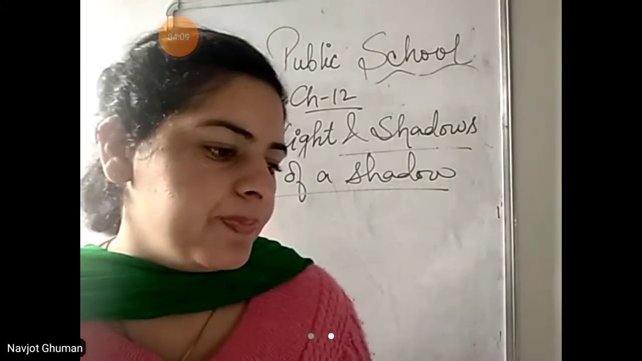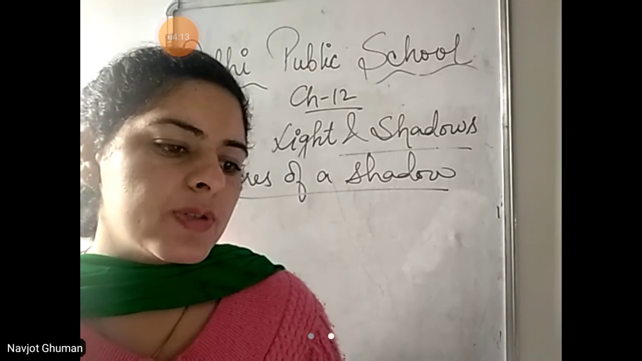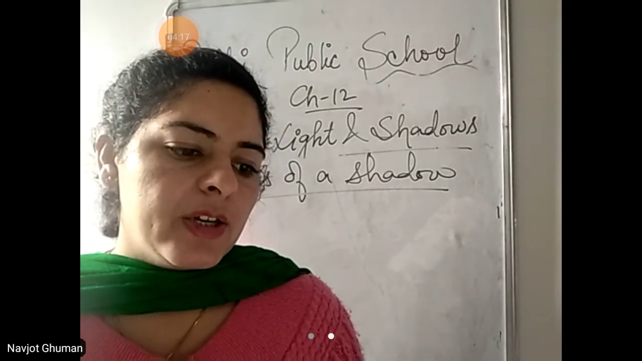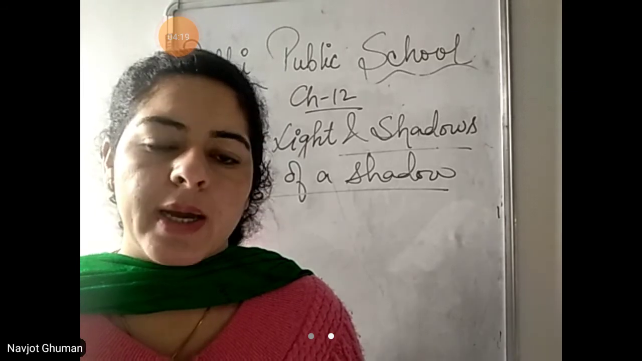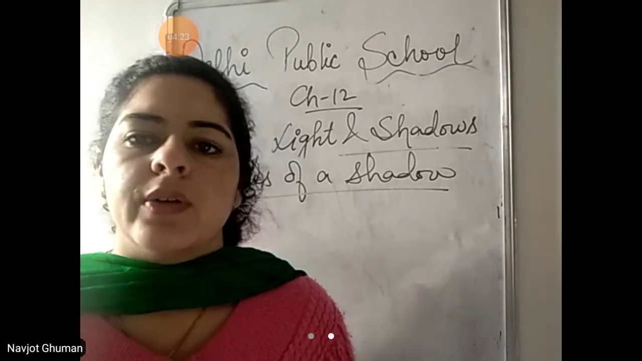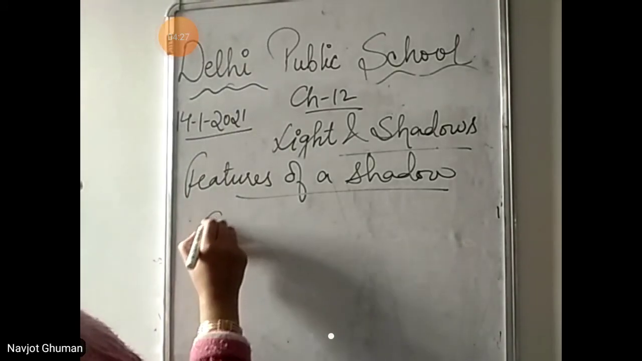First feature: a shadow has the following features. A shadow is formed on the opposite side of the light source. For example, if you are facing the light, your shadow will be formed behind your back. If your back is towards the light, your shadow will be formed in front of you. A shadow is always formed on the opposite side of the light source.